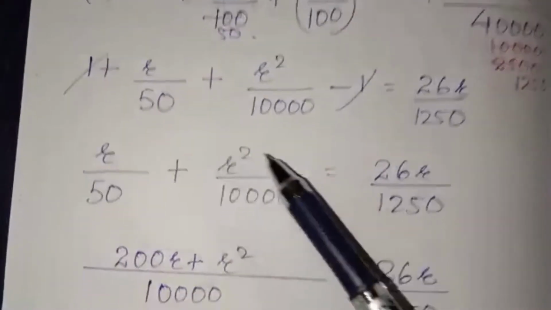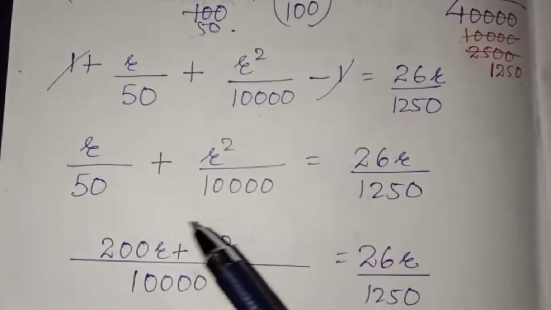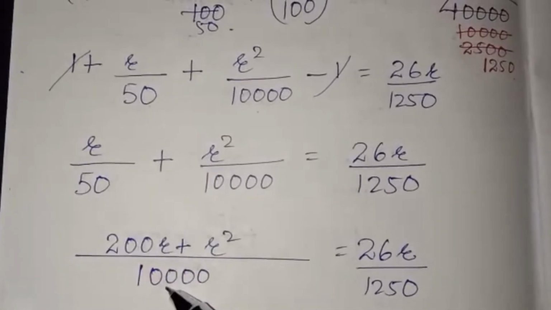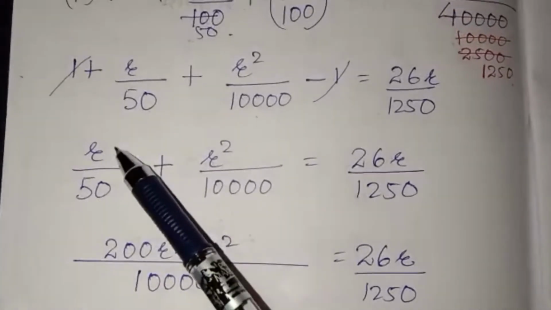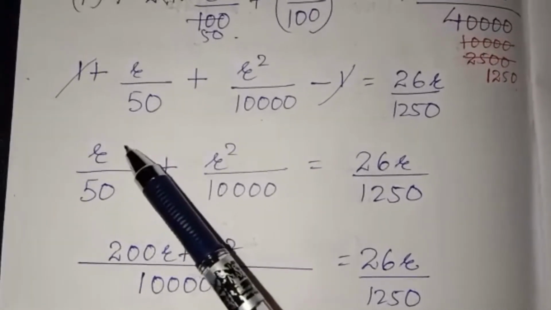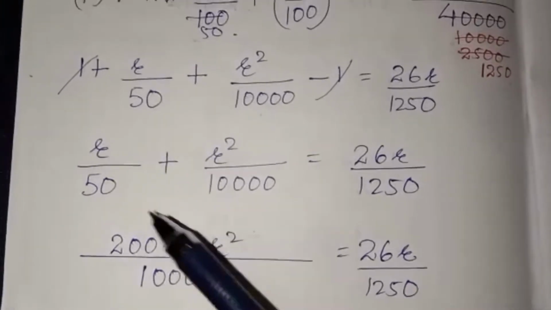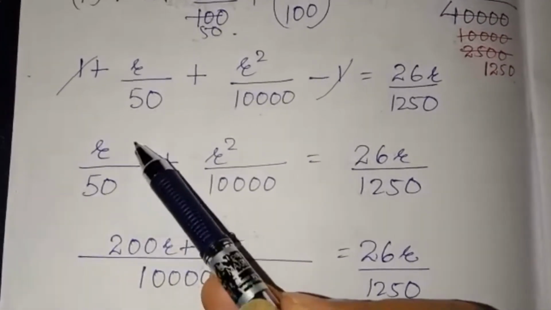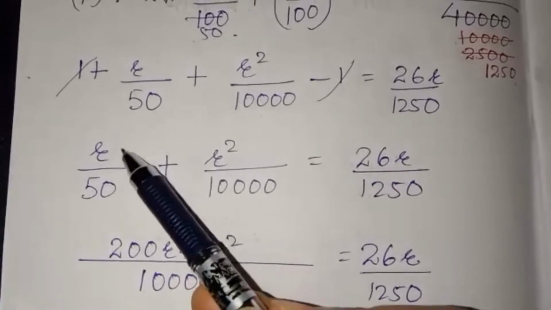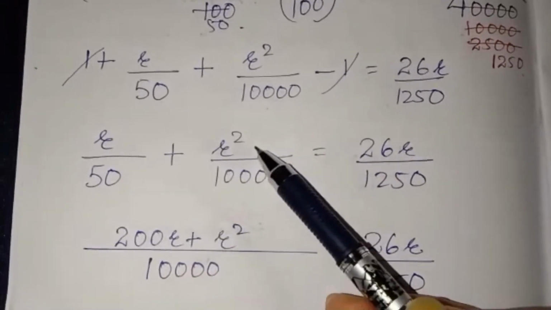So here you write this. After that you take LCM. LCM of 50 and 10,000 is 10,000. So 50 200s are 10,000. So this will be multiplied by 200. Sorry, 50 into 200 is 10,000. So here you have to multiply by 200 and here you have to multiply by 1.